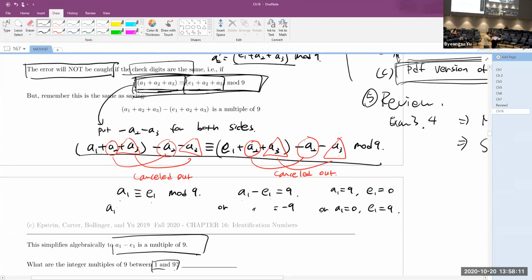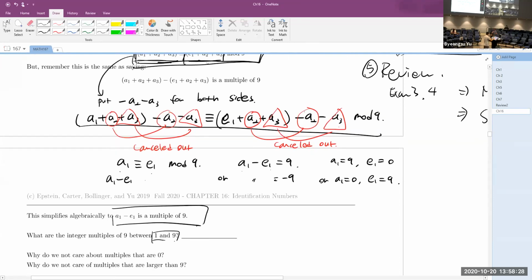So A1 minus E1 should be a multiple of 9, right? Because they have the same remainder. So if you just take the difference, then it should be a multiple of 9 because their remainders get rid of it, right? So that's why we can get A1 minus E1 is a multiple of 9.